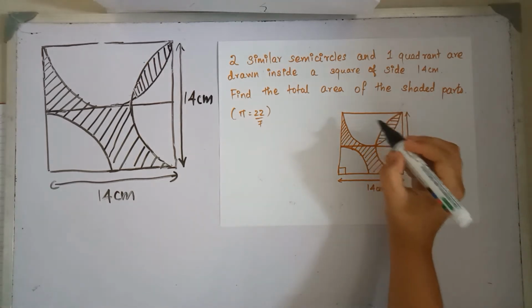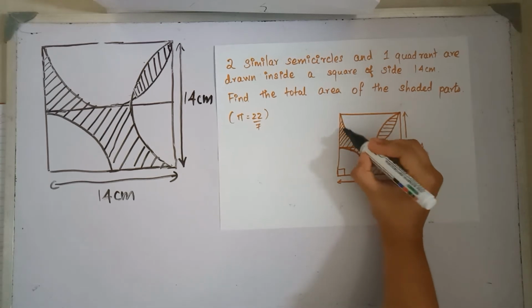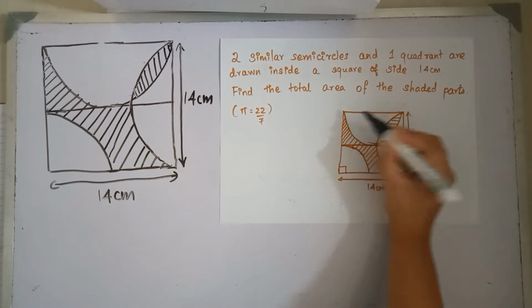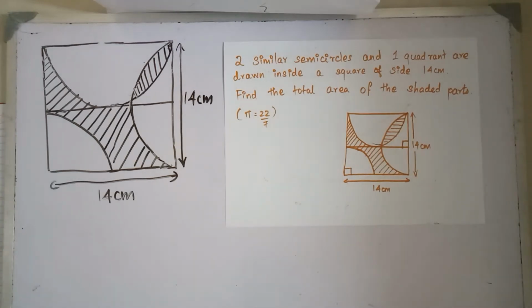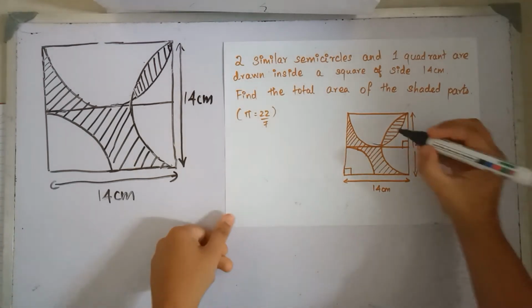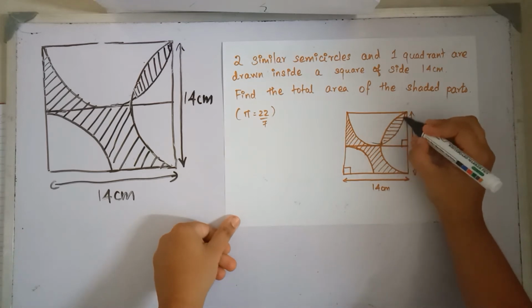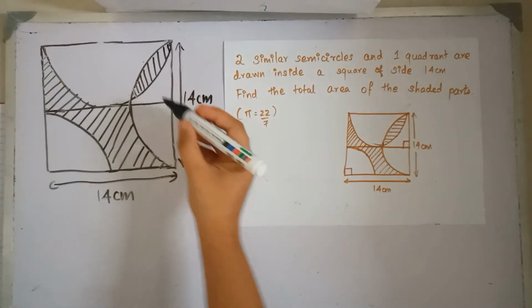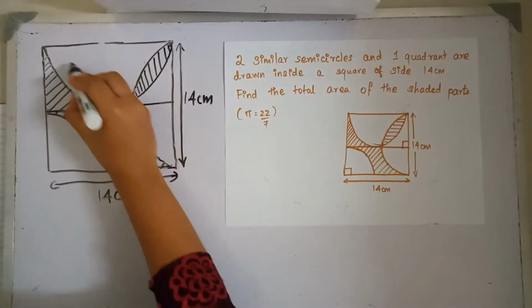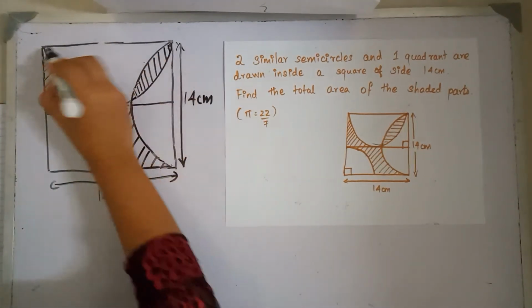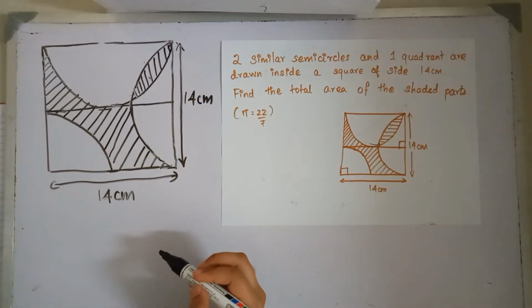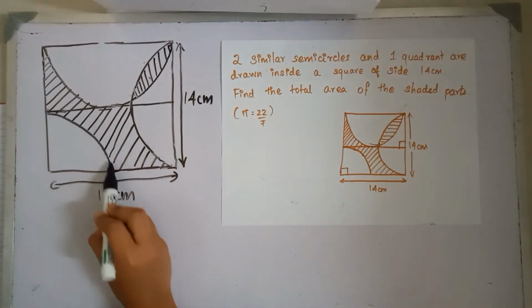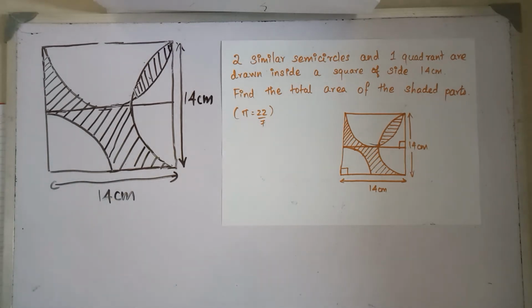The two semicircles that they state are this and this. As you can see, they are both overlapping in this region. This is the region of overlapping. I've drawn the figure here, so I'll just show it here. This is one semicircle. This is another semicircle. They're overlapping over here. And also one quadrant is drawn inside. This is the quadrant. Now they want us to find the total area of the shaded parts.